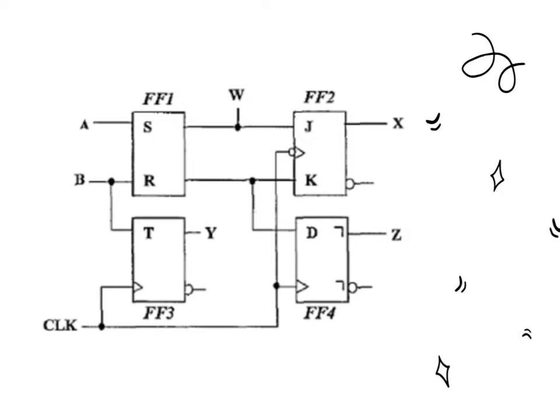Next, the input B will be the input for the T flip-flop. From the T flip-flop, we need to find output Y. So output Y will remain 0 when the input is 0. The output Q bar from the SR flip-flop will be the input for the D flip-flop. So from this, we know that the data input and output will be the same.